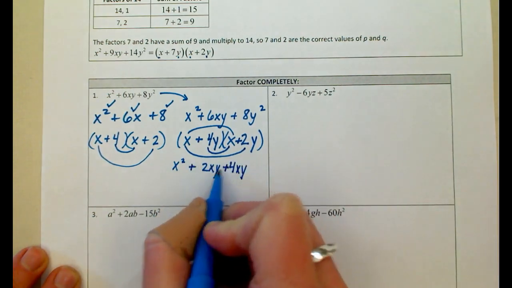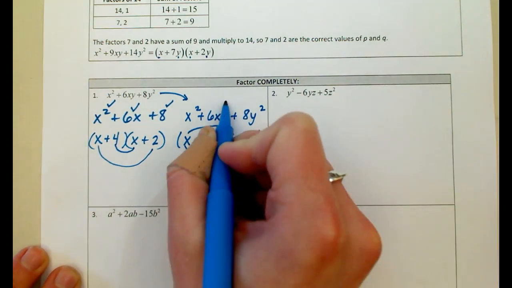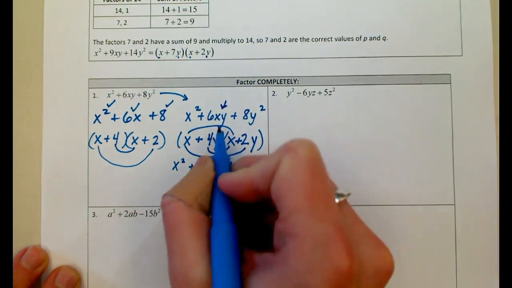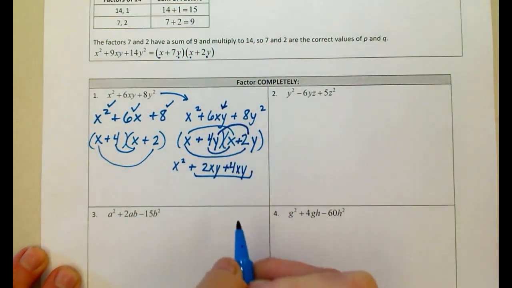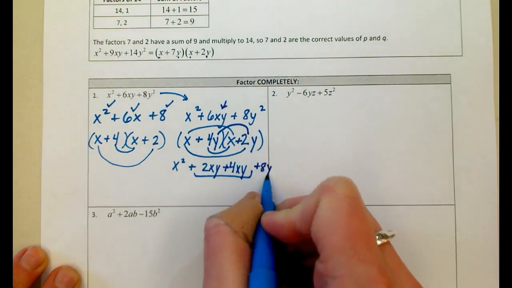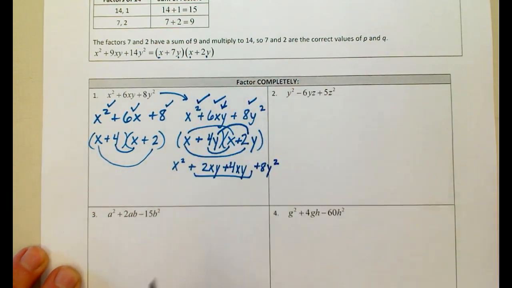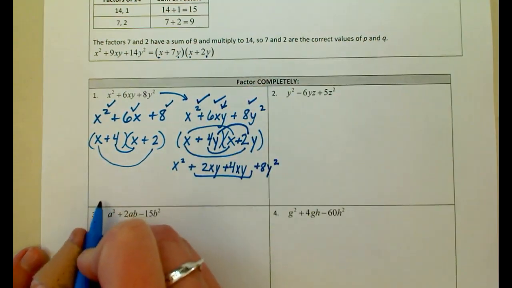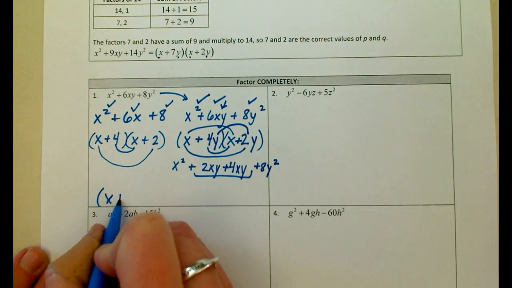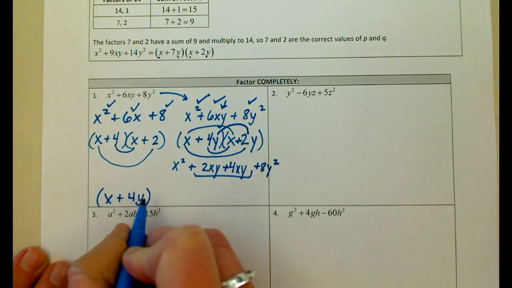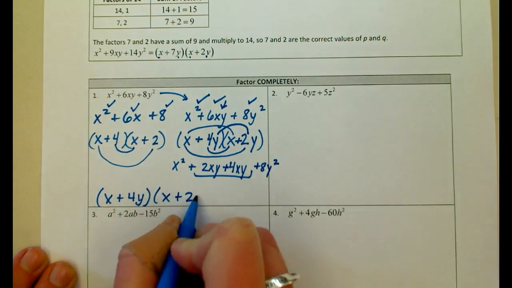And both of these add to 6xy. My last term, 4y times 2y, is positive 8y squared. So this all checks off for my trinomial. My answer is x plus 4y times x plus 2y.